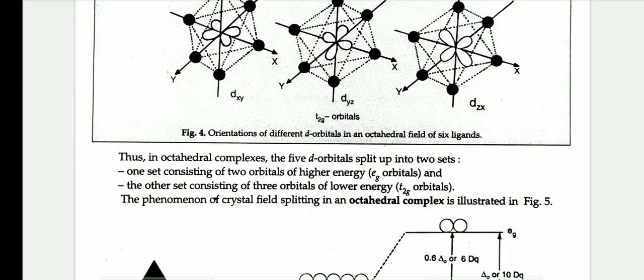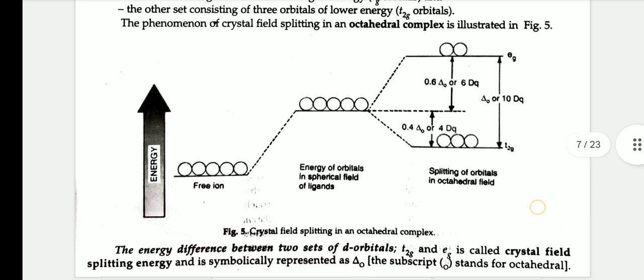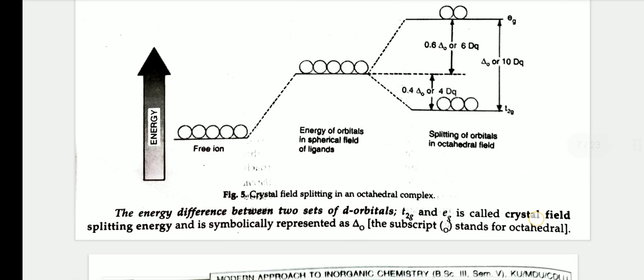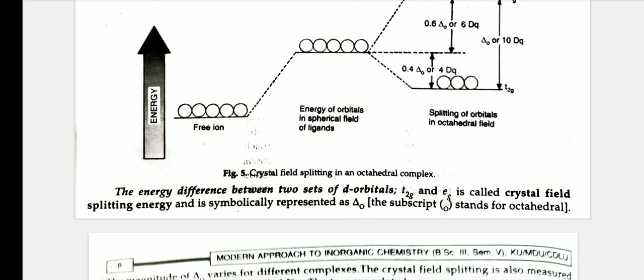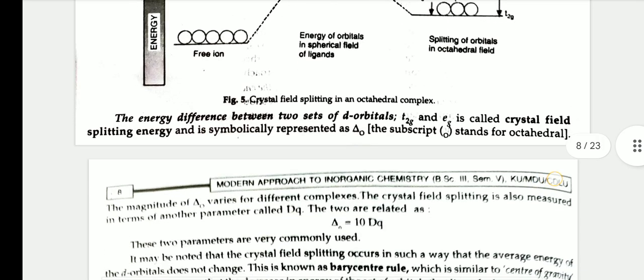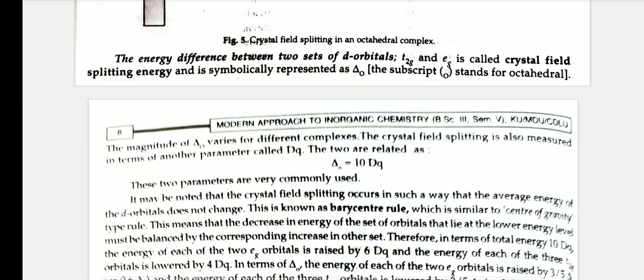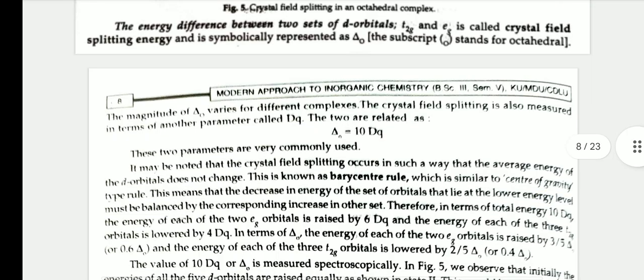The phenomenon of crystal field splitting in an octahedral complex is illustrated in the figure, as you can see. The energy difference between the two sets of d orbitals, t2g and eg, is called the crystal field splitting energy and is symbolically represented as delta naught. The 'o' stands for octahedral. The magnitude of delta naught varies for different complexes. The crystal field splitting is also measured in terms of another parameter called Dq. The two are related as delta naught is equal to 10 Dq. These two parameters are very commonly used.